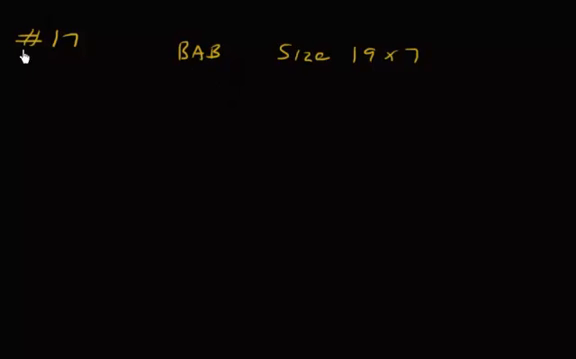Okay, we're going to start with number 17. Just so you know, the audio is recorded over the video, so it may not match up exactly. Anyways, we've got a product of matrices BAB, and the entire matrix BAB has size 19 by 7.